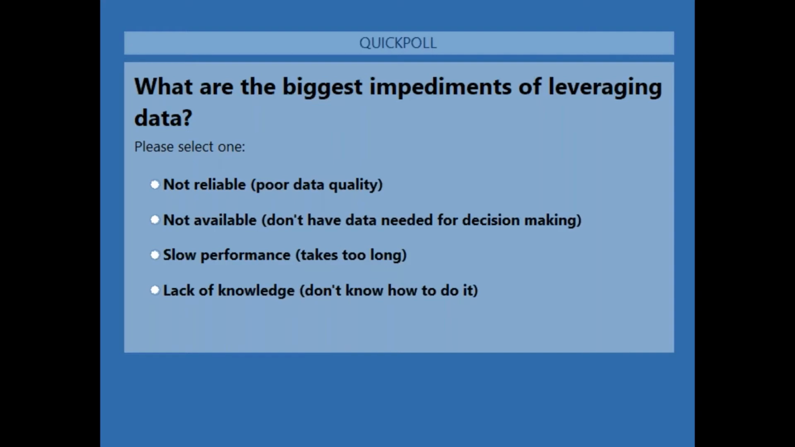All right, I'm going to give just a few more seconds again, as I see more responses coming in. Okay, so it looks like 50%, the biggest bulk, say that it's not reliable or the data quality is poor. And then it's pretty evenly split, 17% among the last three. So a bulk of people say that it's not reliable.